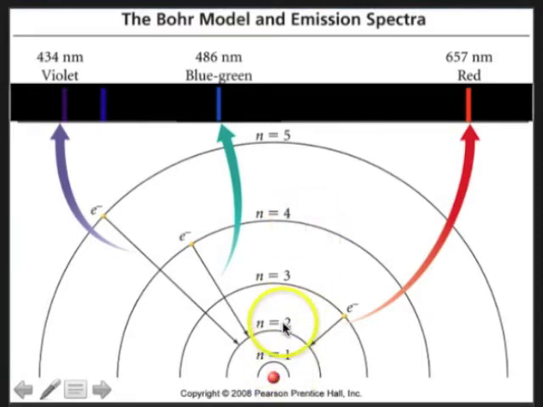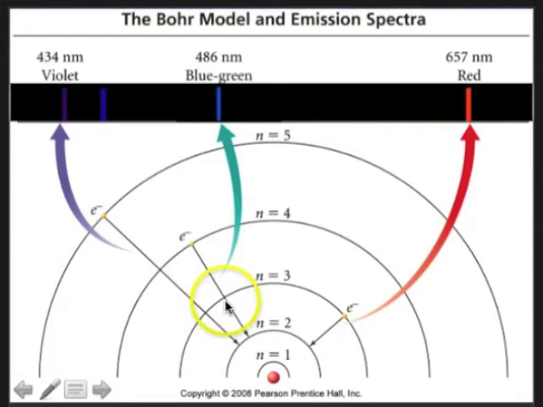It could jump to n equals 2, or n equals 3, or 4, or 5. So it would jump to these higher energy states. It could not exist anywhere in between. It could only exist in these quantized energy states. And when that electron fell back down again to one of the lower energy states, it would release the energy as light of a specific color.